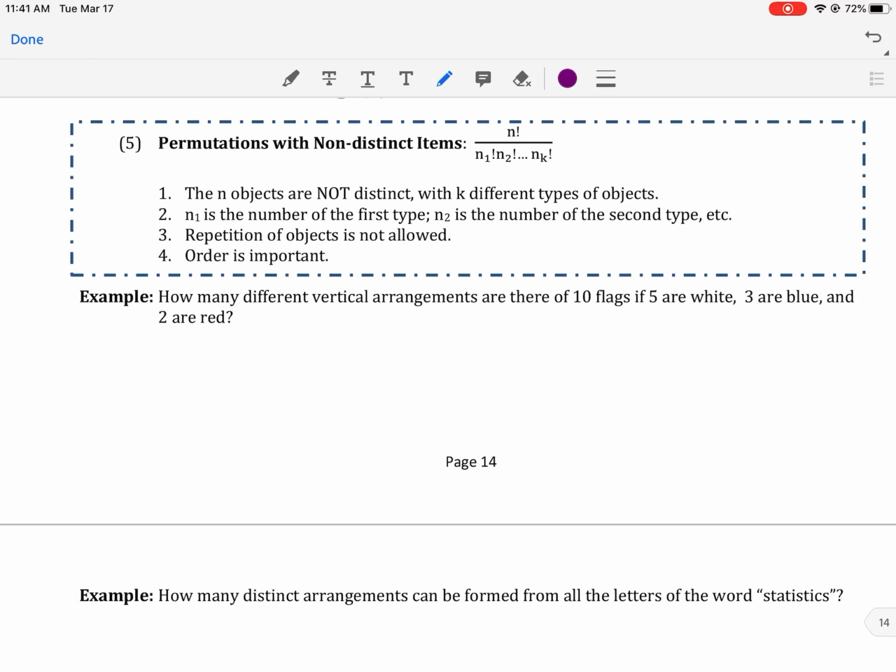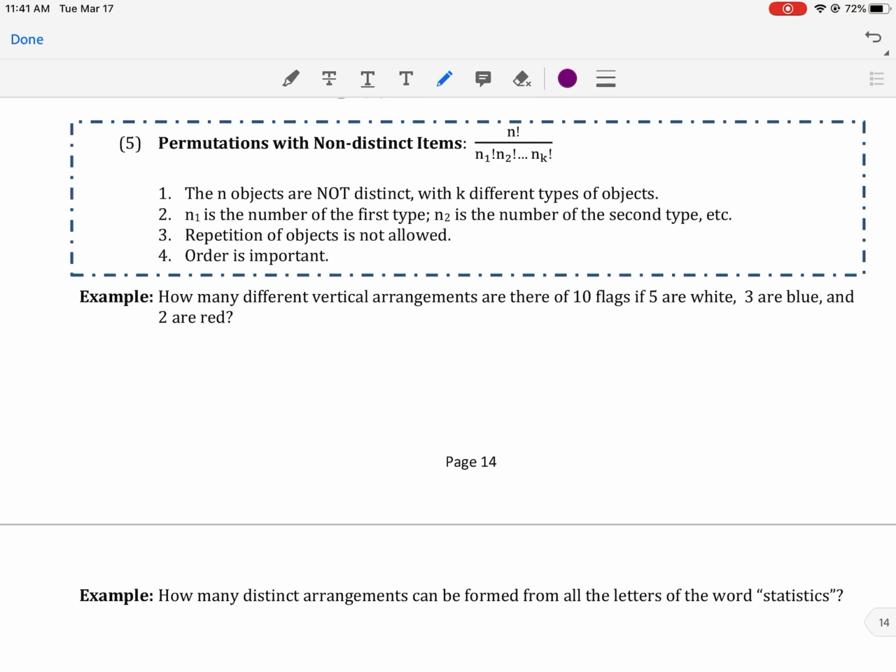We're now going to move on to permutations with non-distinct items, which means that we have something that is repeating. So with this in mind, let's go ahead and take a look. The formula is given to us at the top, and guess what? That formula is also given to you on your pink sheet, so hopefully you still have that at home.